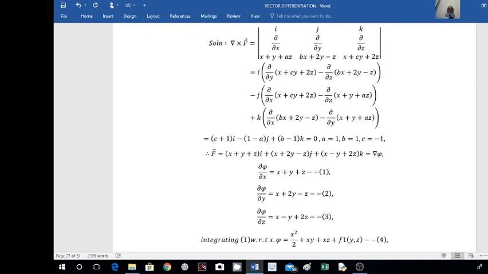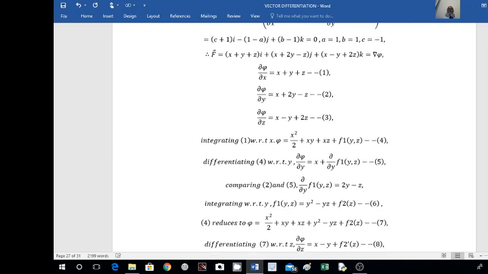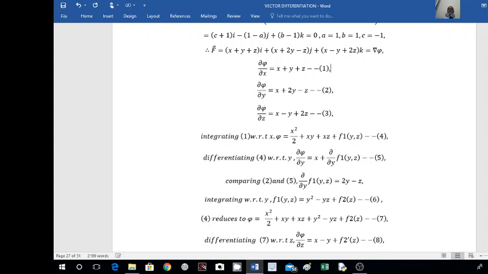Now we start finding phi here. For that we have to go for integrations and derivatives and comparison. First, equation number 1 is here. This is the differentiation of phi with respect to x. And if I integrate with respect to x, I will get phi now.